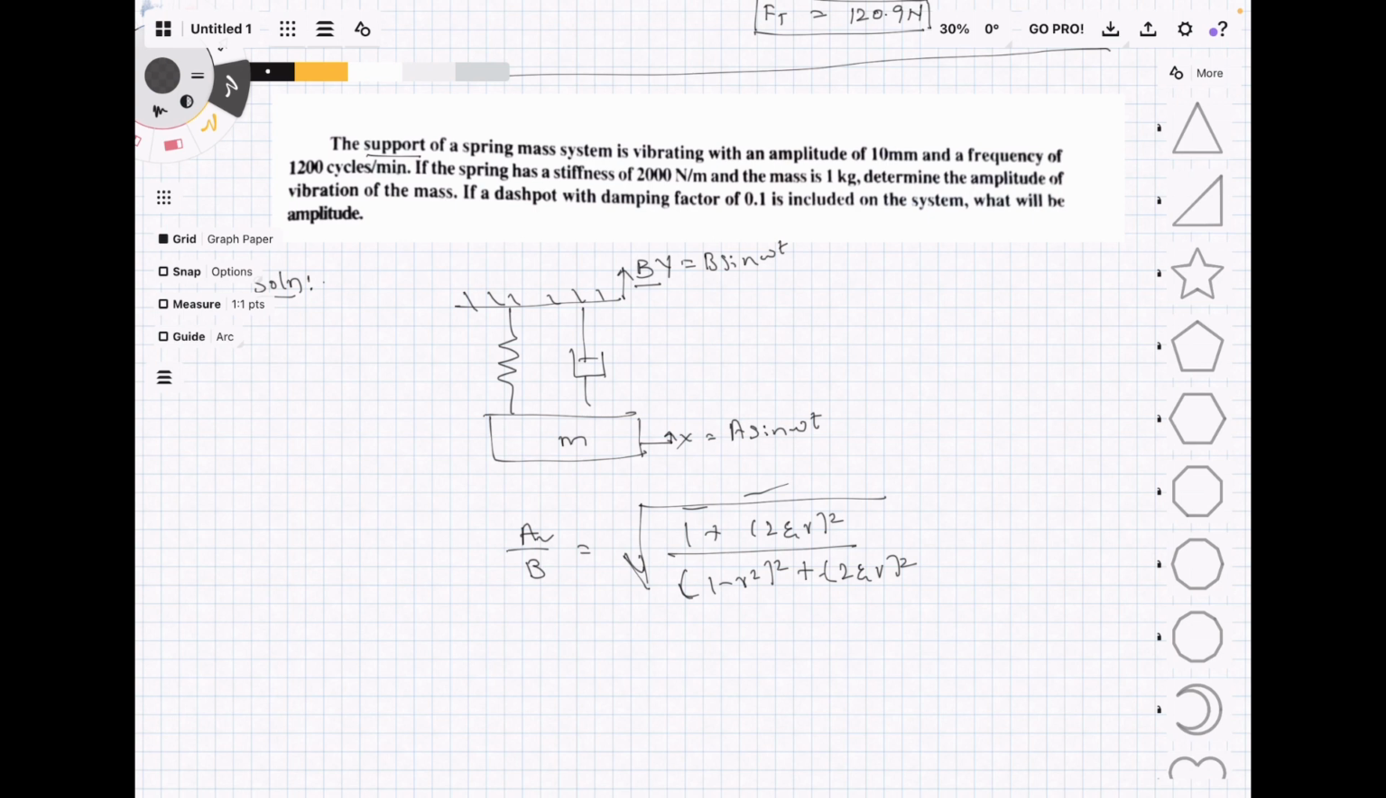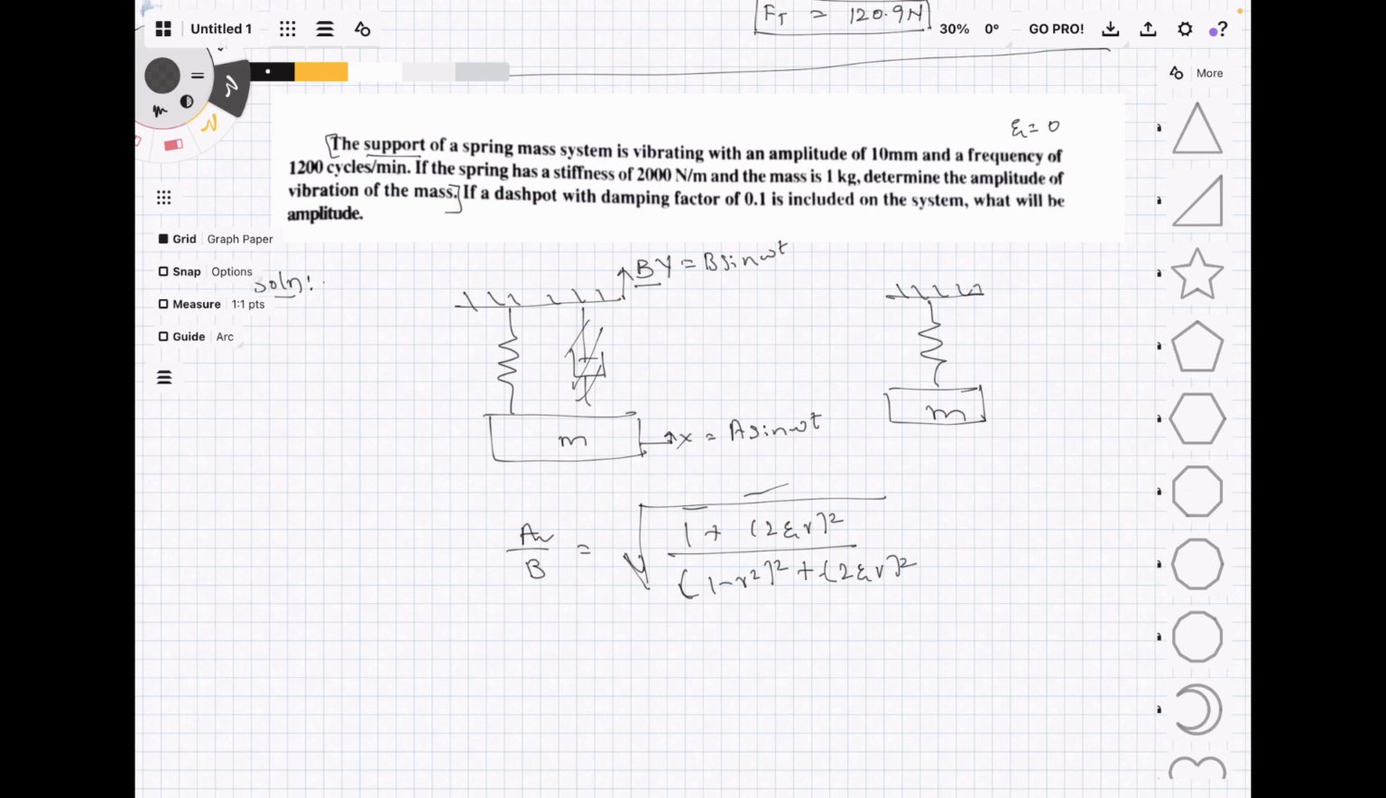There are two conditions. In the first case, they have not given the value of zeta. If you observe this figure, we will consider the value of zeta to be 0 here. There is no damping involved, because this is a spring mass system. So if I remove this part, it is just a spring mass system.